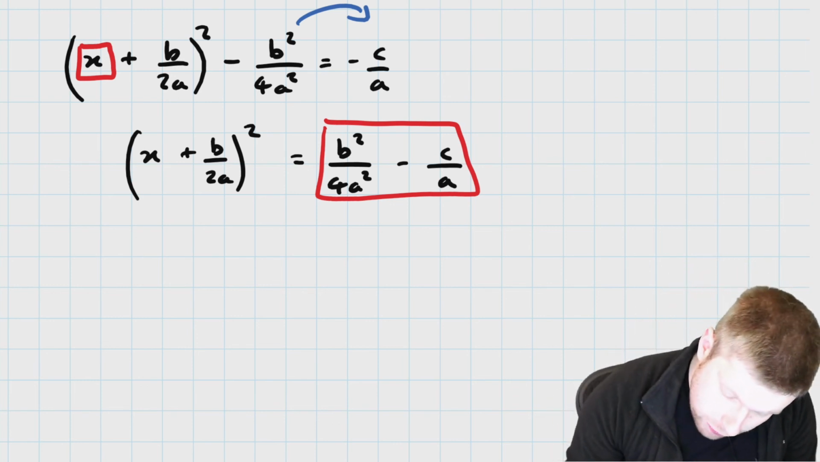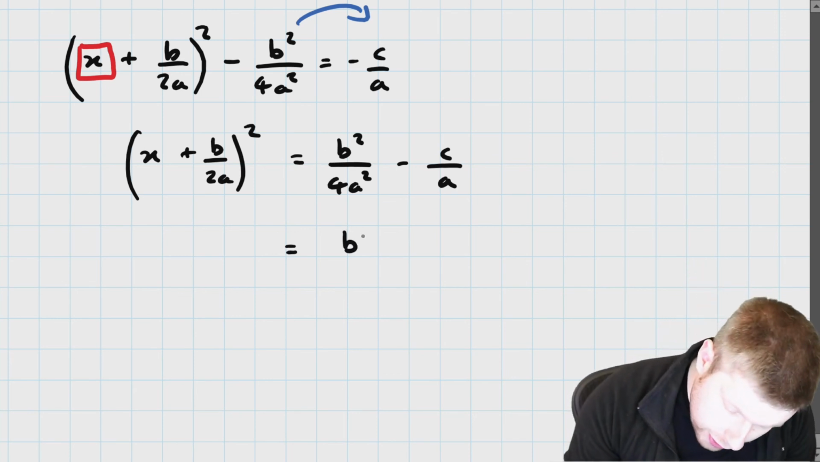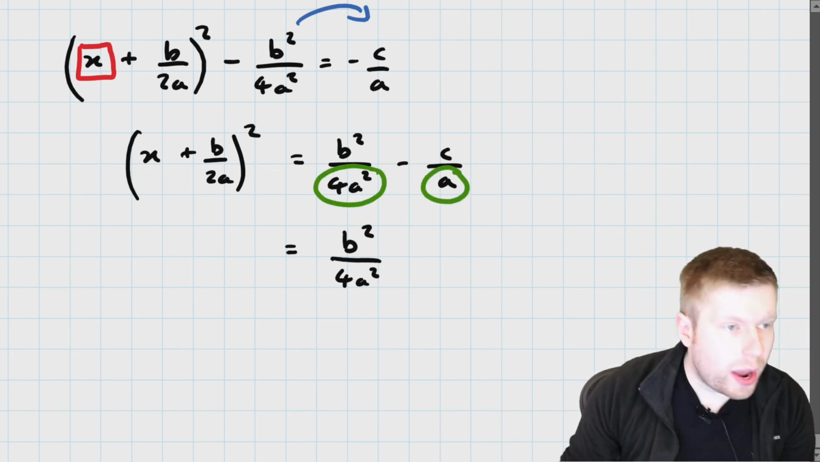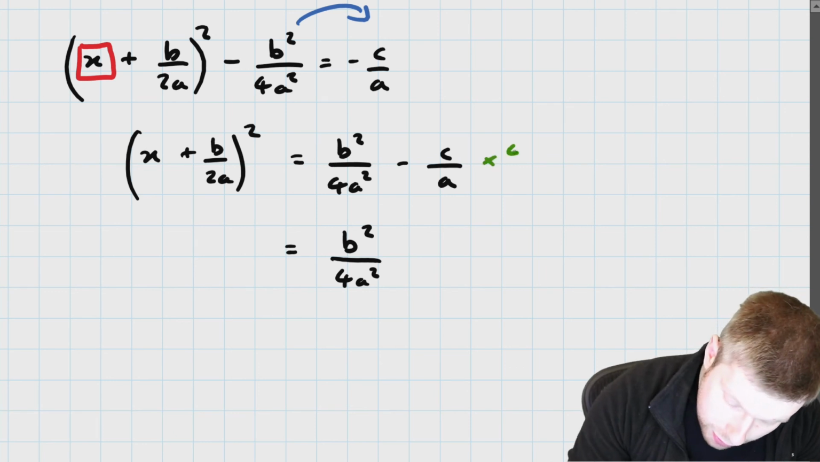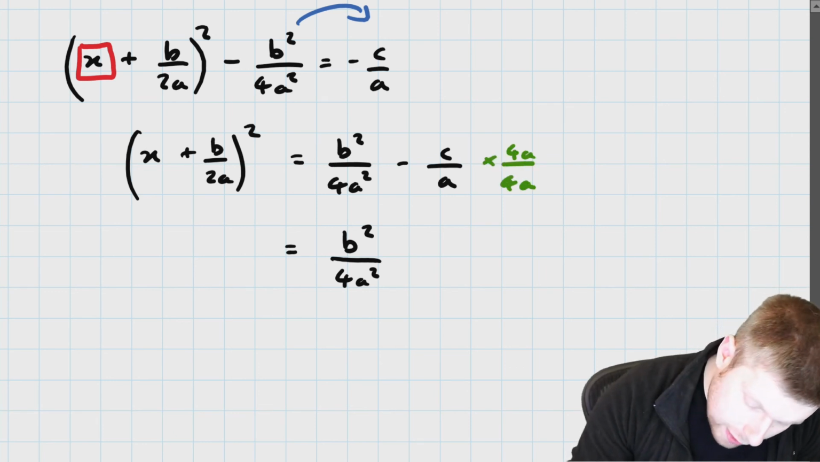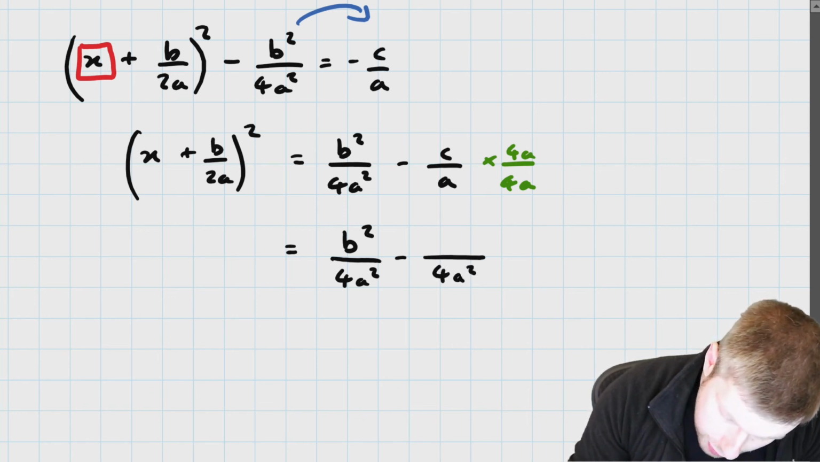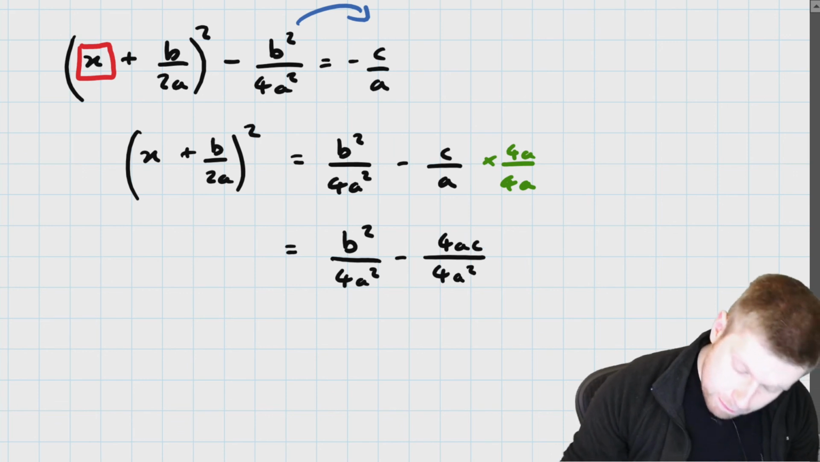So if I want to simplify it so it's one fraction, I need the same denominators on both. So I'm going to keep b squared over 4a squared. I think we can turn this fraction into a 4a squared, and the way to do that is by multiplying this fraction by 4a over 4a. Because notice that on the denominator then, I'll end up with 4a squared, and on the numerator I'll end up with c times 4a, which is going to be 4ac.